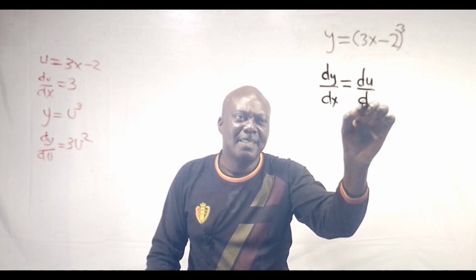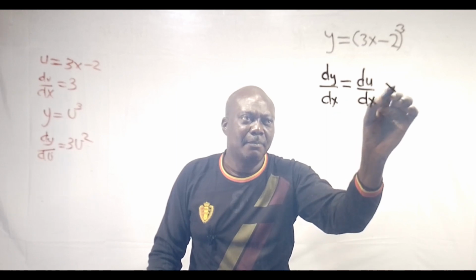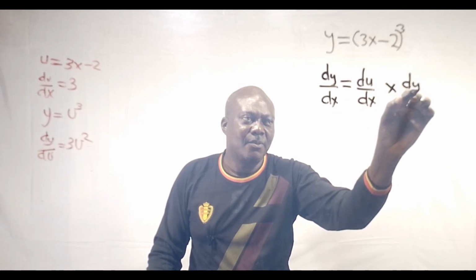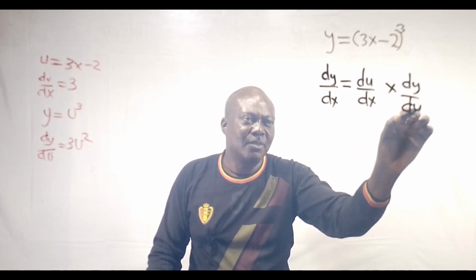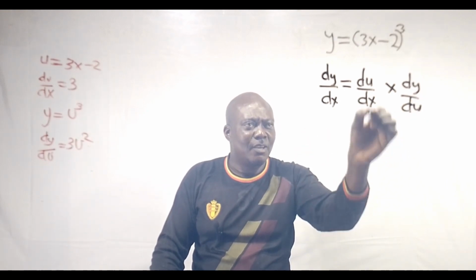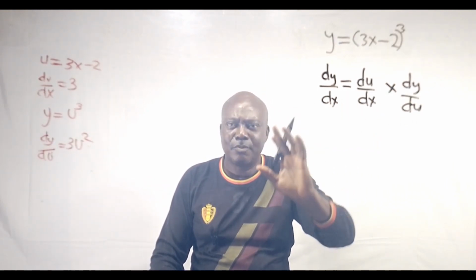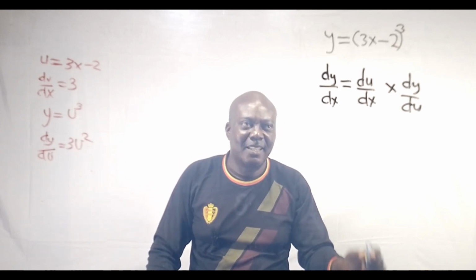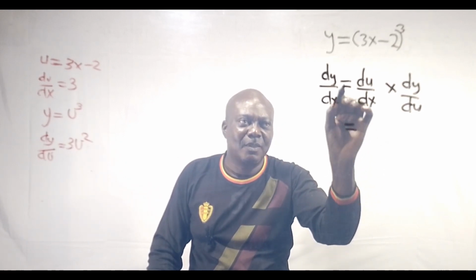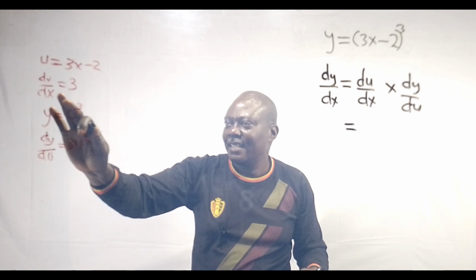du/dx multiplied by dy/du. Just look at it now. The du and the du will cancel, and the dy and the dx will be equal. So you don't change anything here. So it will be equal to, what is dy/du here?